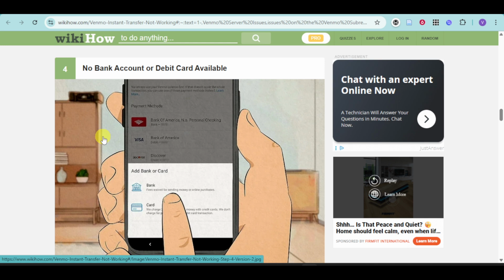Now, if you have no bank account or debit card available, it may also be the actual problem. So what you can do is add a bank or debit card and you should be good to go.